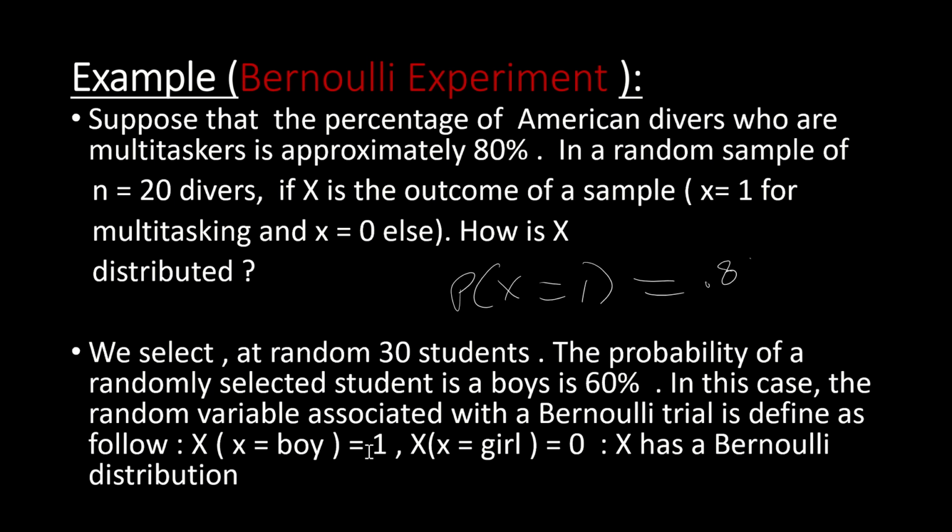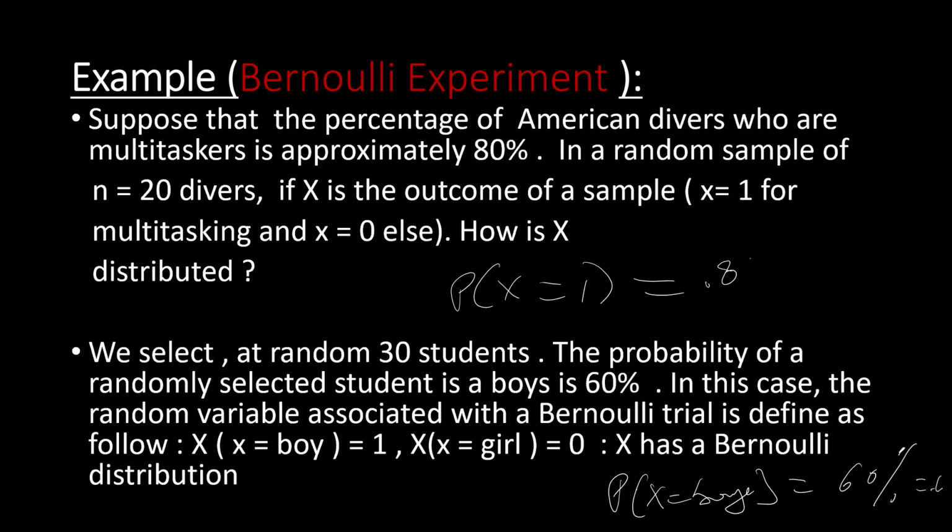If you choose that getting a girl is a success, you say that the probability that X is a girl is equal to 1, and the probability of getting a boy is 0. But in this case, I choose boy for 1, for success, and girl for 0, for failure, because I'm a boy. I have nothing against this, it's just for explanation. So in this case, the probability of getting a boy, that X equals boy, is 60%, which is 0.6.